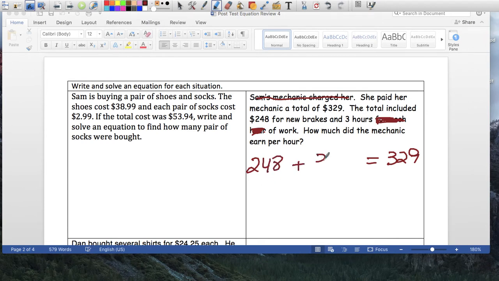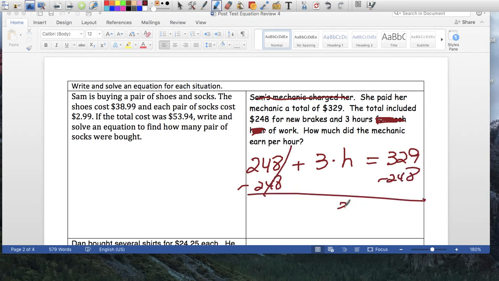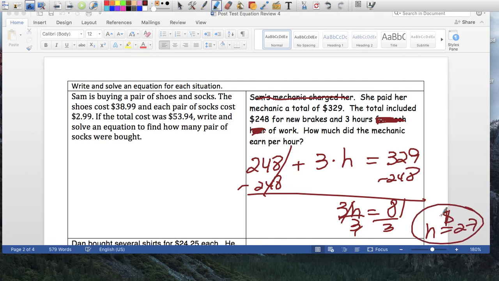And then 3 times the number of hours. Minus 248, minus 248. Cross. And I got 3H equals 329 minus 248, which equals 81. Divide by 3, divide by 3. You're going to get that each hour he got $27.